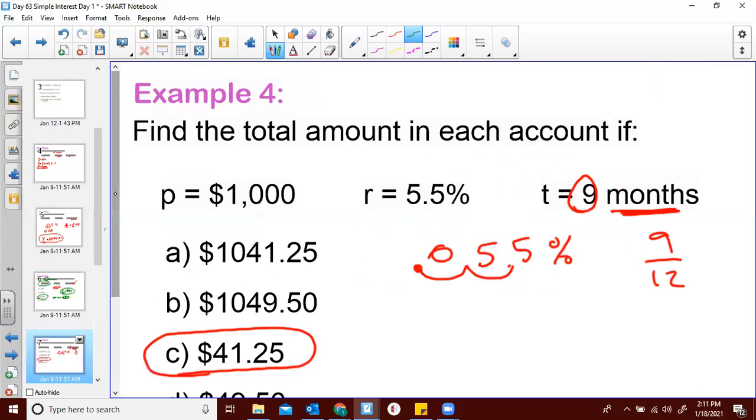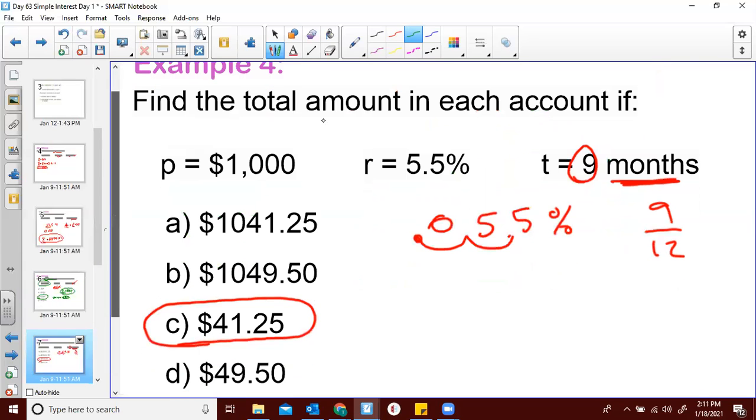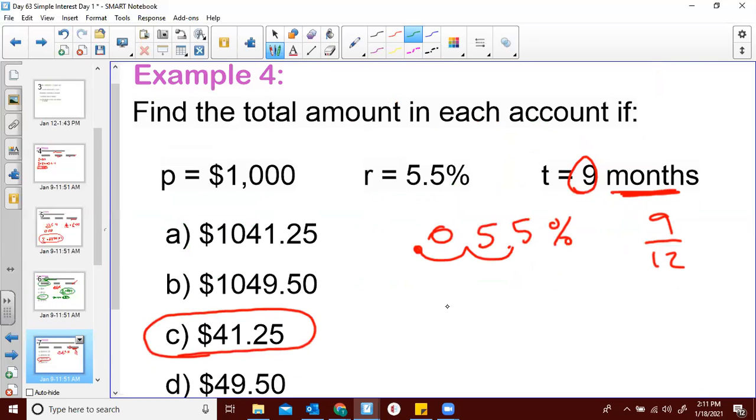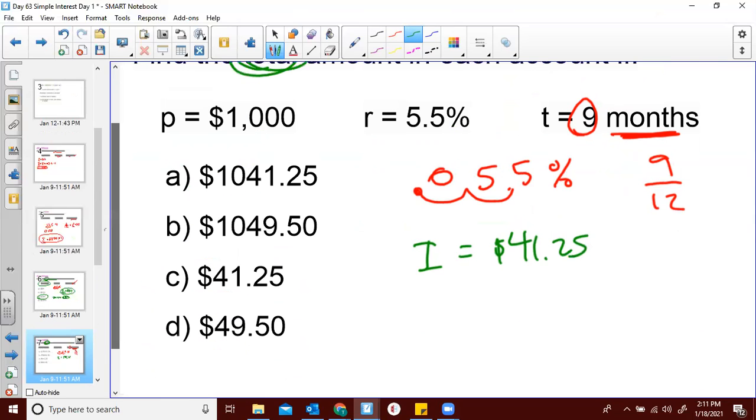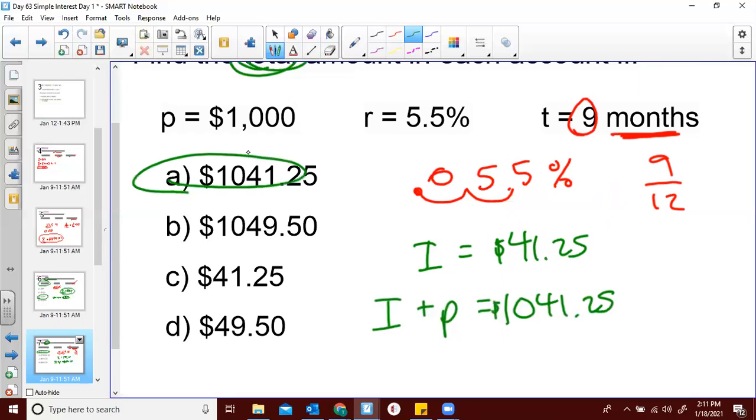Okay? Same thing with example 4. I did not read this question, so do not make the same mistake that I did. Well, we know that our I is going to equal $41.25, but that is not the correct answer. Right? So find the total amount in each. So we're going to have I plus P, and that's going to equal $1,041.25. Right, so the correct answer would be A. So make sure you read the problem.